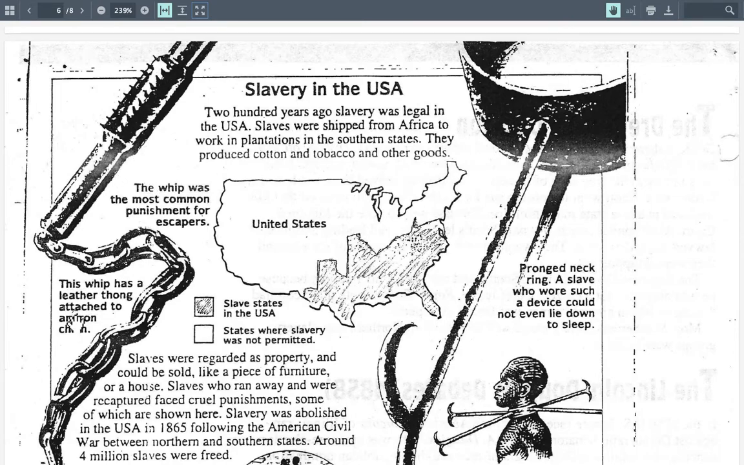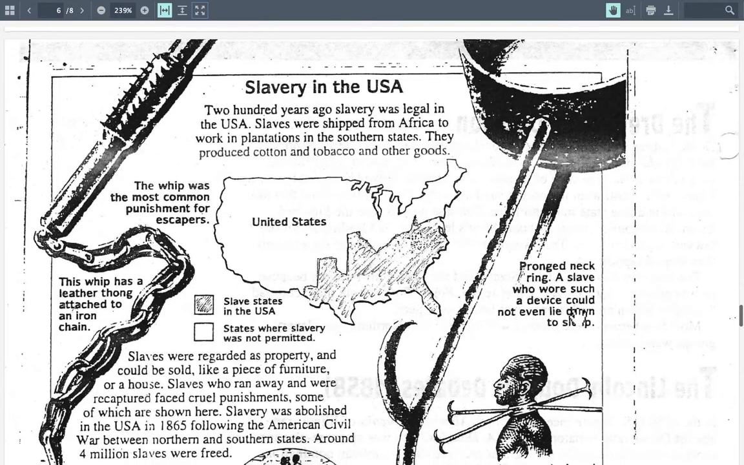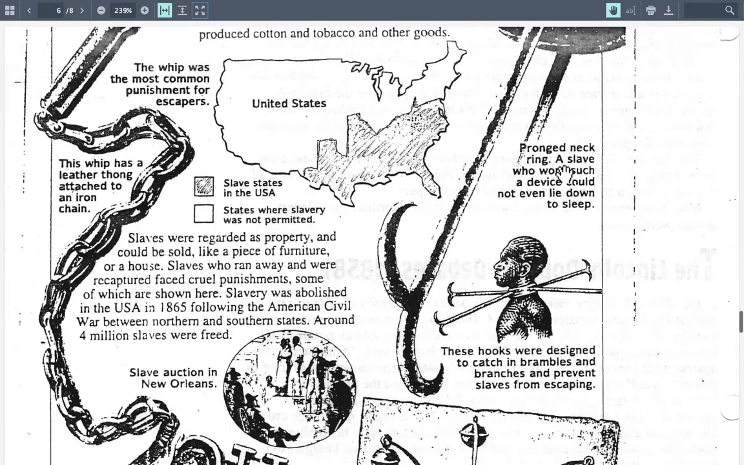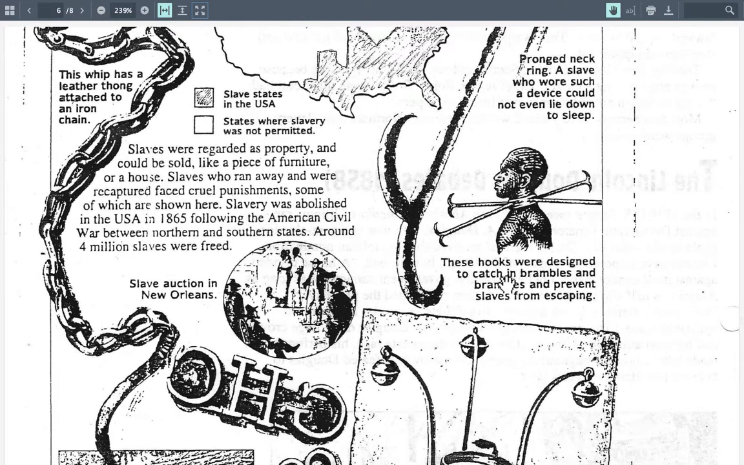The whip has a leather thong attached to an iron chain. This is a pronged neck ring. A slave who wore such a device could not even lie down to sleep. Look at that. These hooks were designed to catch in brambles and branches and prevent slaves from escaping.